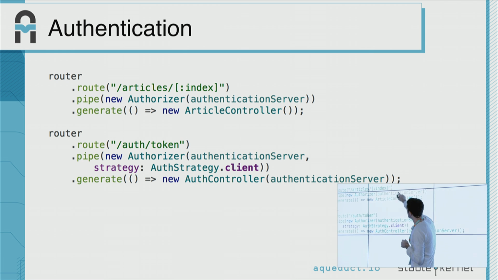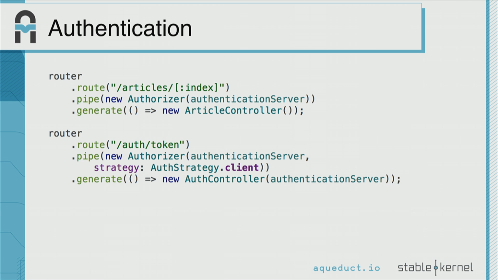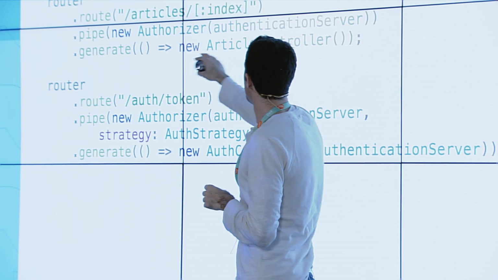And this is the thing that forms that stream. So we set up a router. We can pipe it to an authorizer. That's the thing that checks for authentication. And then we can generate a new controller.